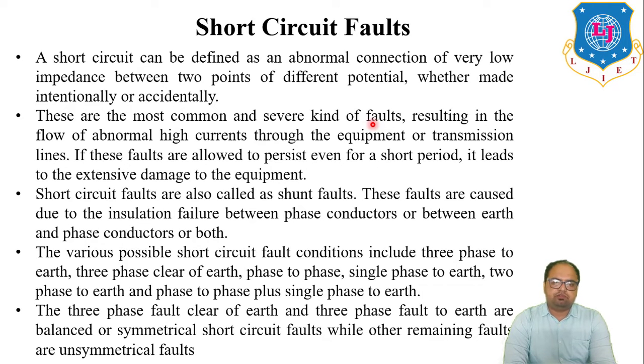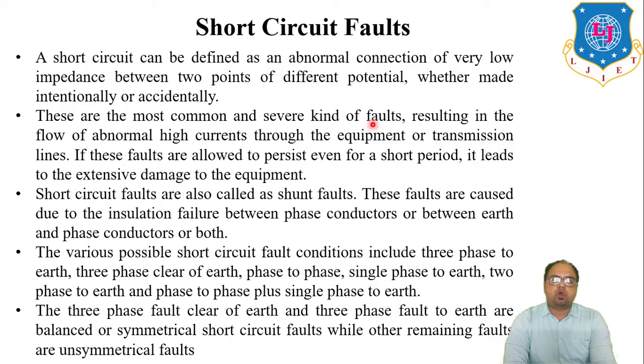Next are the short circuit faults. A short circuit can be defined as an abnormal connection of very low impedance between two points of different potential, whether made intentionally or accidentally. These are the most common and serious kind of fault, resulting in the flow of abnormally high current through the equipment or transmission lines. If these faults are allowed to persist even for a short period, it leads to extensive damage to the equipment. Short circuit faults are also called shunt faults.